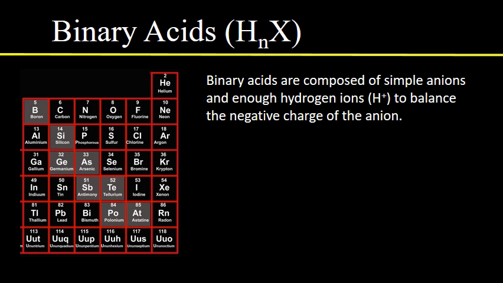Binary acids are simple. The prefix bi, of course, means two, and so binary acids are those that are composed of two elements, a hydrogen and a non-metal anion. So these would be things like hydrogen and chlorine, which would give you hydrochloric acid, or hydrogen and bromine, which would give you hydrobromic acid. But when we say binary in this case, binary means two elements. It doesn't necessarily mean two atoms.